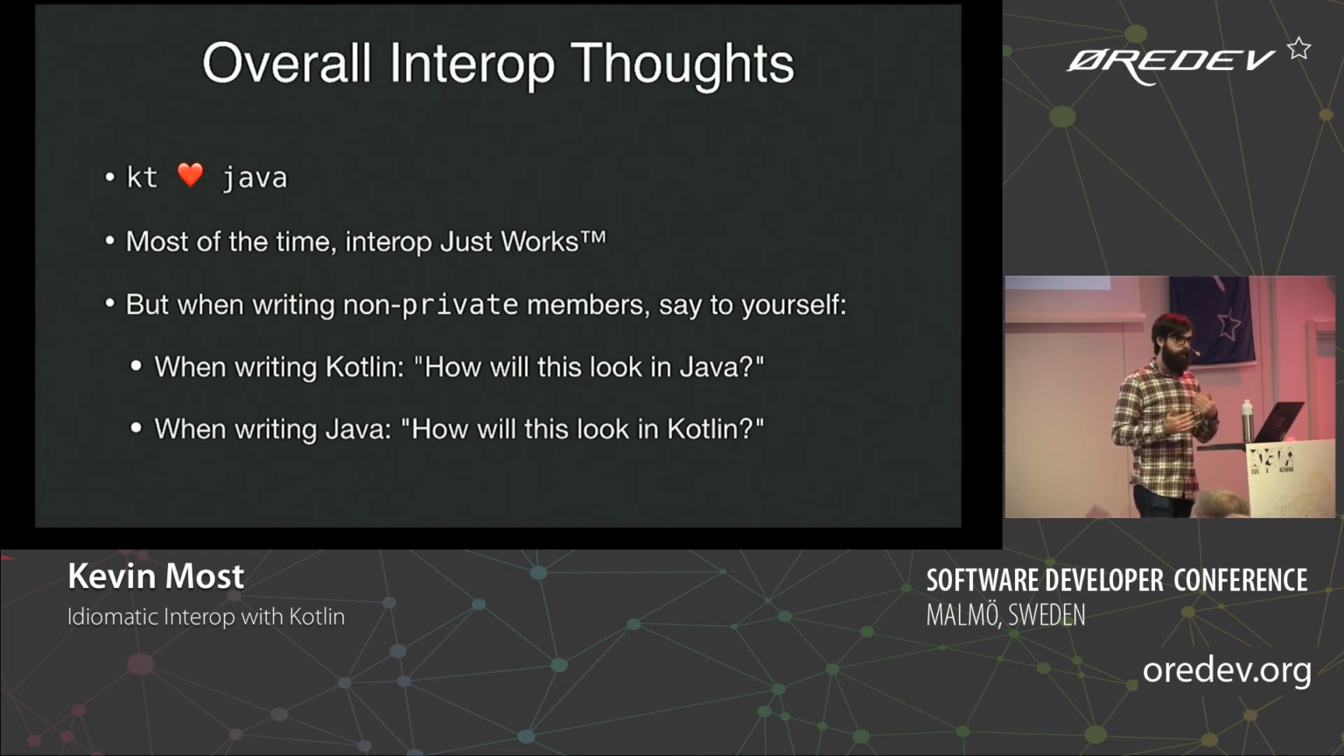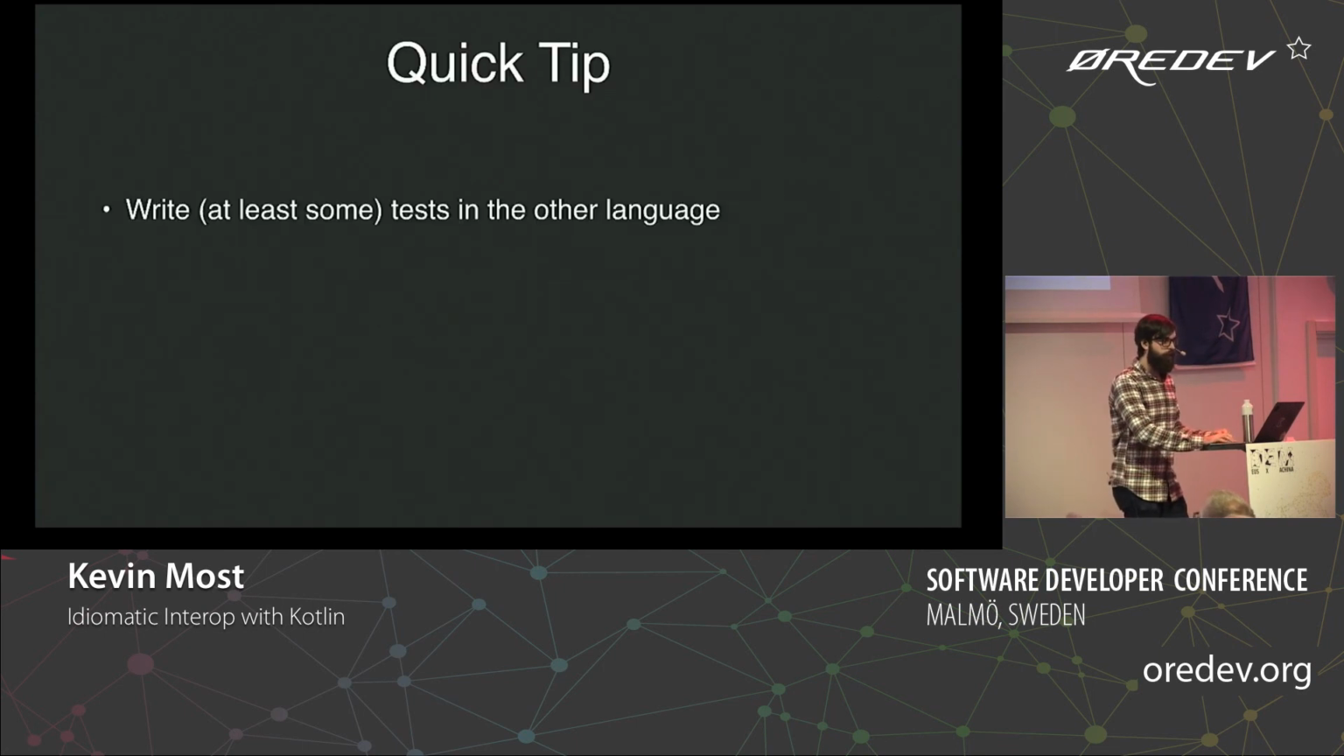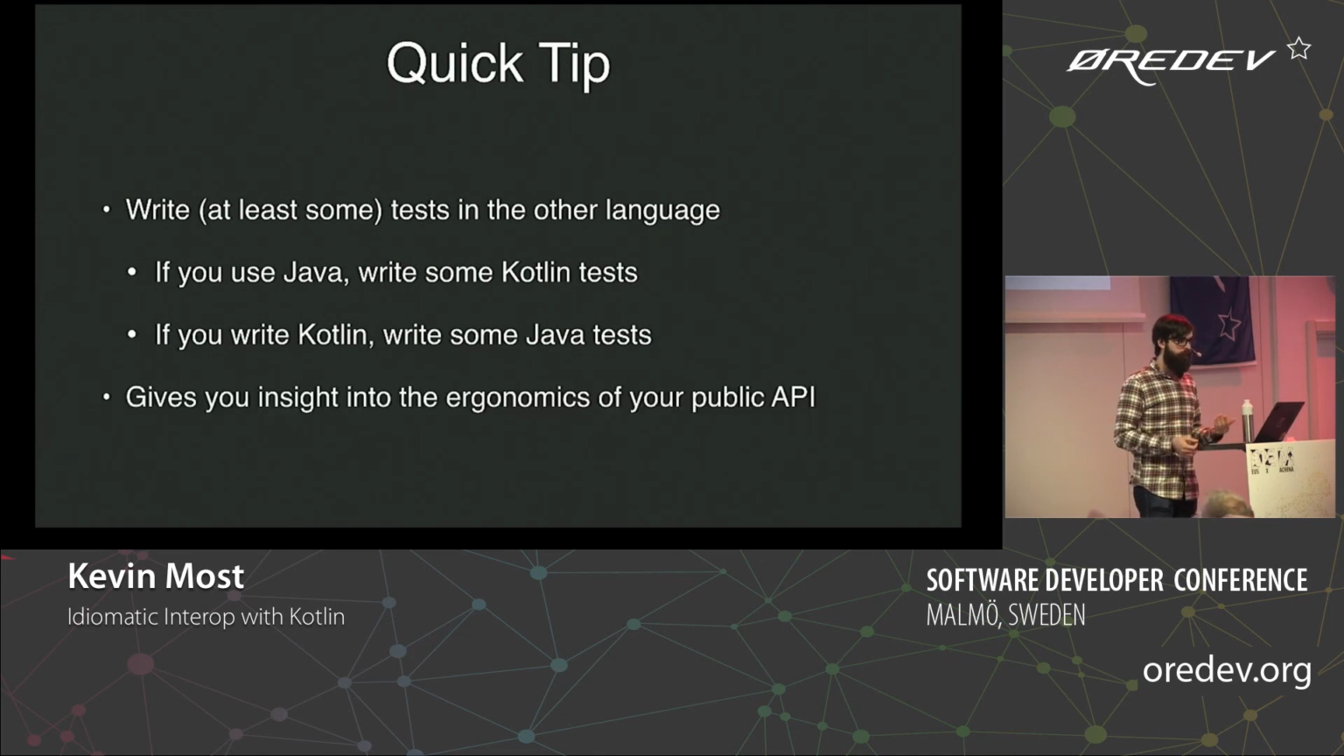If I'm writing Kotlin public classes and I ever expect Java to touch it, maybe I work in a mixed code base or I'm making a library, just imagine how it would look in the other language, or even better in my opinion, write some tests in the other language, right? If you're writing a Kotlin file, you could write some Java tests. If you're writing a Java file, you could write some Kotlin tests and explore the ergonomics of your API, right? Kind of dog food it a little bit. And I think it gives you a lot of insight into how that API will look overall.